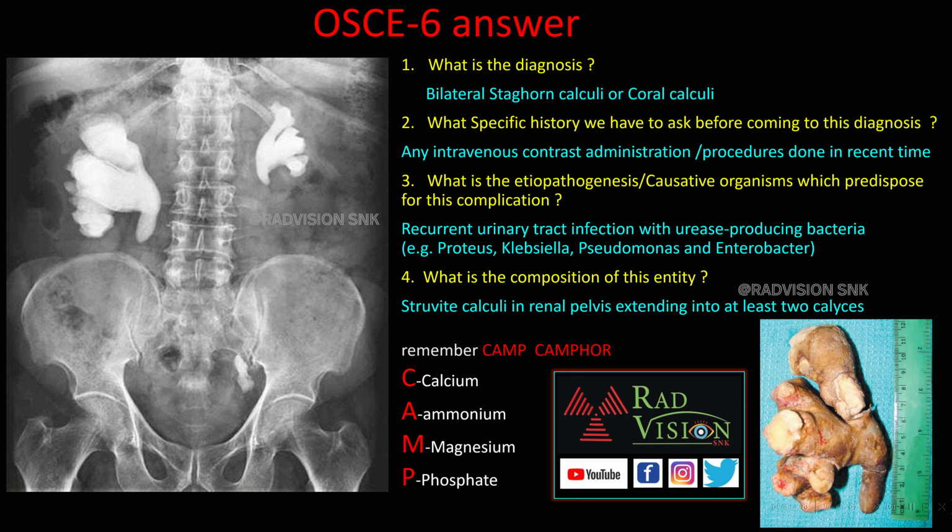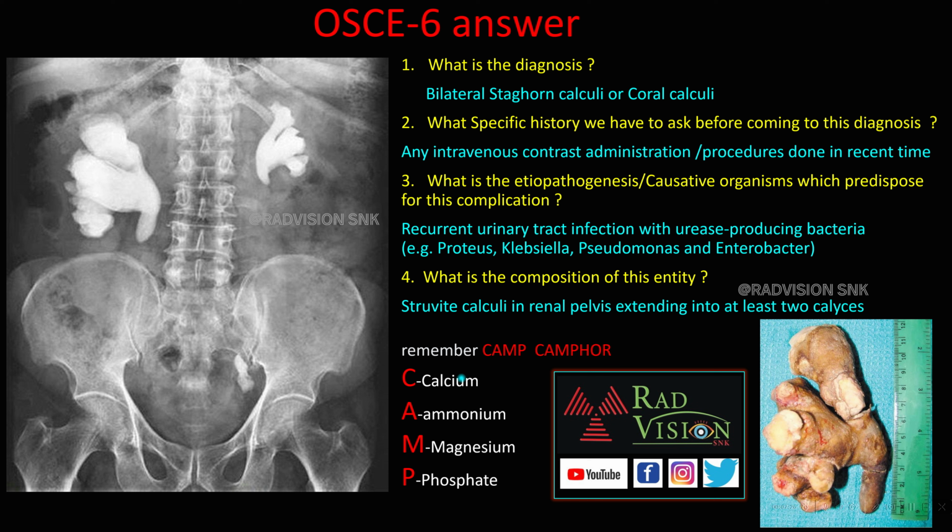What is the etiopathogenesis or causative organism? Recurrent urinary tract infection with urease producing bacteria, that is Proteus, Klebsiella, Pseudomonas and Enterobacter, are the common causative organisms for this complication. What is the composition of this entity? Typically they are struvite calculi in the renal pelvis extending into at least 2 calyces. This is the criteria for a Staghorn calculus, and these are nothing but triple phosphate calculi, which give the classical laminated appearance.